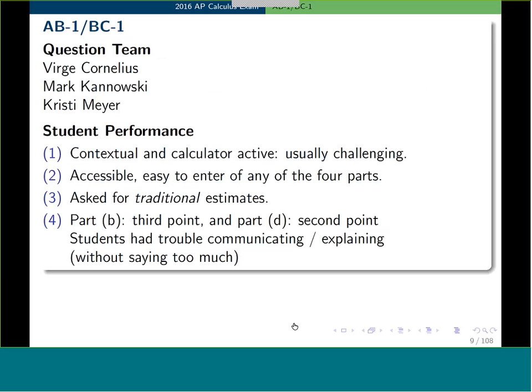All right, I thought you might like to know a little bit about the question team. Virg Cornelius was the question team leader here. She gave the briefing, and Mark Kanowski and Christy Meyer were part of the question team also.